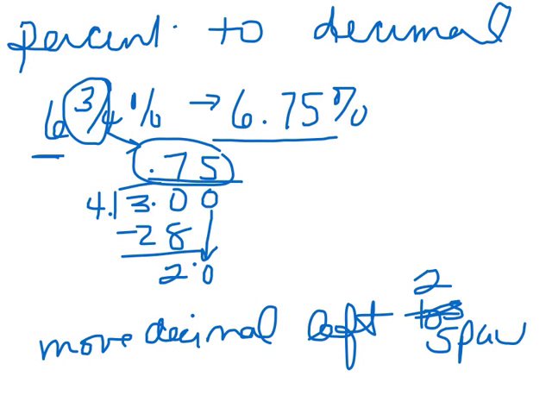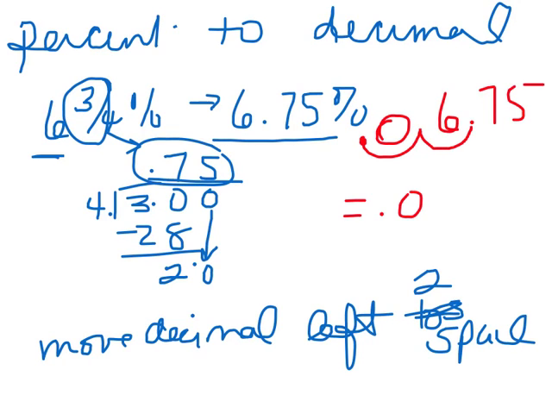Okay, so let me get a red and show that. Here's my decimal point. Let me write it down. Here's 6.75. If I move it left 2 spaces, it would be 1, 2. I'd fill in with a 0. This would be 0.0675 as a decimal.